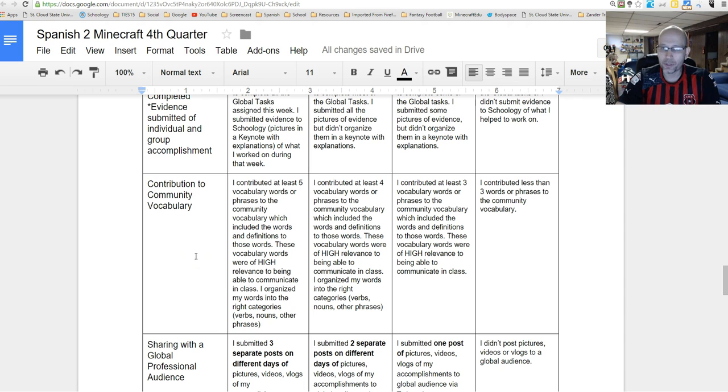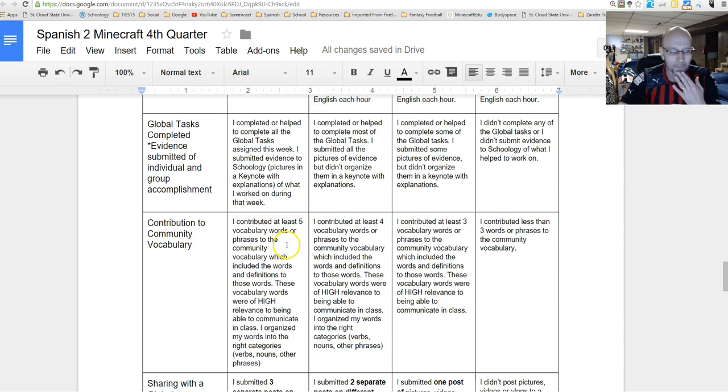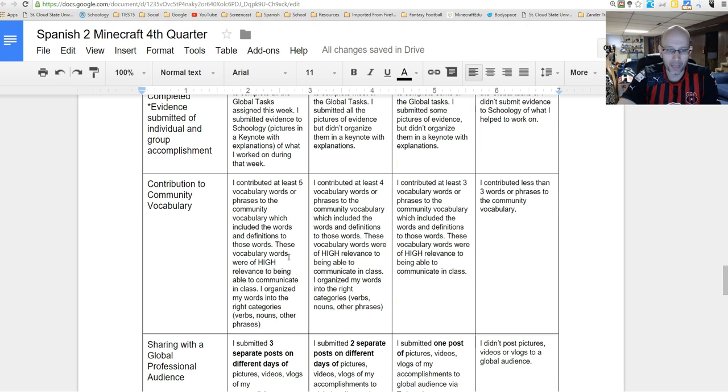Contribution to community vocab. One of the things that we're going to be doing is coming up with vocab that is relevant to you. So you're going to contribute some vocab words, as it says here. I contributed at least 5 vocab words or phrases to the community vocab, which included the words and the definitions to these words. Sometimes you're going to want a word, but you don't know what it actually means. You can post those. I want you to. And then we're going to help to define those. By we, it says the whole group and Senor Irvin.